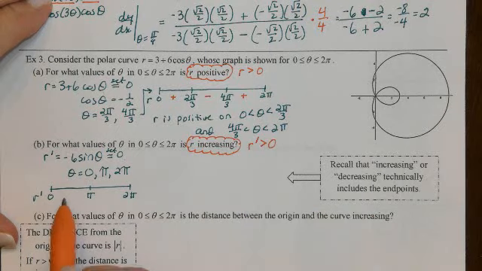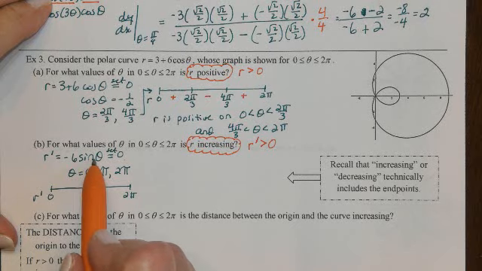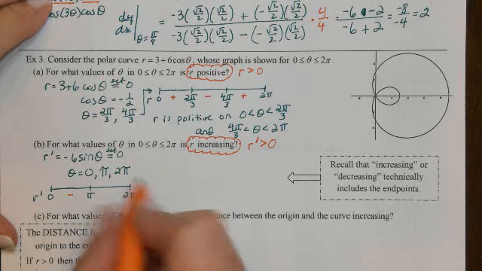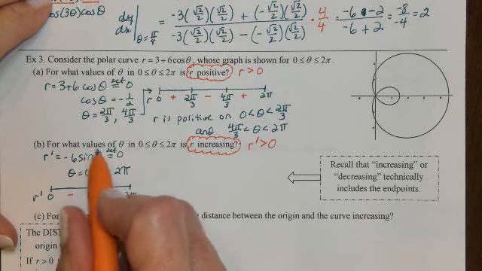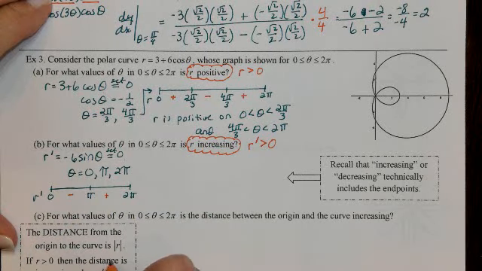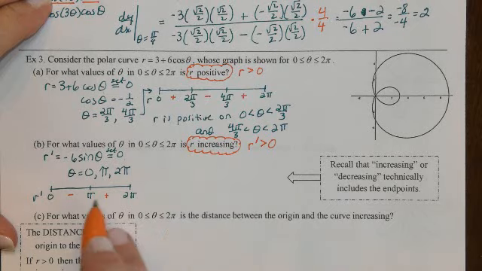Okay? Pi over 2 is another nice one to put in. So what is sine of pi over 2? Well, sine of pi over 2 is 1, but negative 6 times 1 will be negative. And again, use your head. Sine does change signs when it goes through the x-axis, right? So this will be positive there. So r will be increasing in this interval.